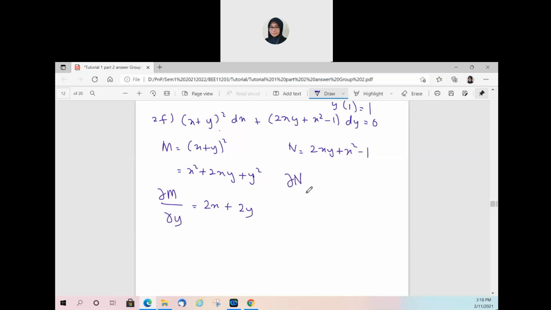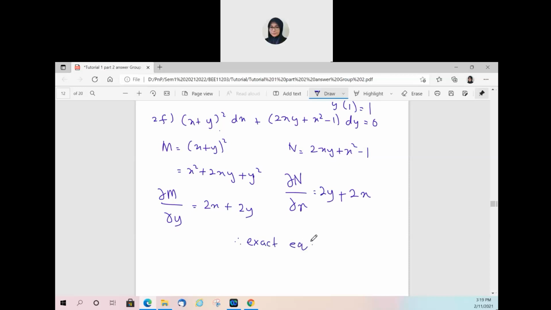Okay, cuba this one. Del n over del x, you differentiate n terhadap x. You differentiate 2xy terhadap x, you get 2y. Plus with x square, you differentiate x square, 2x. You differentiate 1, 0. Then you compare del m over del y with del n over del x. Is it the same or not? Yes, sama kan? Therefore, this is an exact equation.